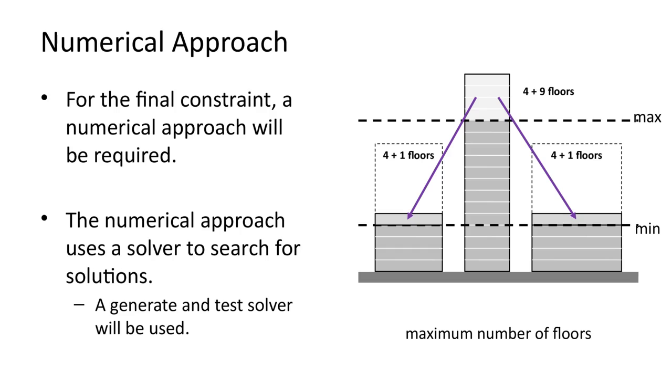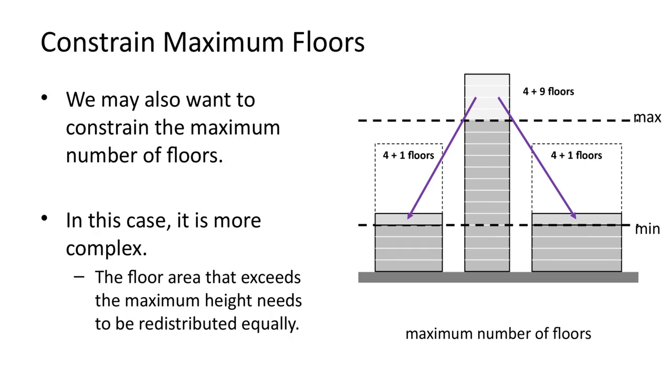The numerical approach uses a solver to search for solutions to more complex constraints. We will use a very simple solver to search for solutions that satisfy all the constraints. For this, we will use a generate and test type of solver. The third constraint limits the maximum number of floors. This means that the number of floors must vary between the 2 constraints, the minimum number of floors and the maximum number of floors. For any buildings that exceed the maximum, the floor area needs to be redistributed to the other buildings.